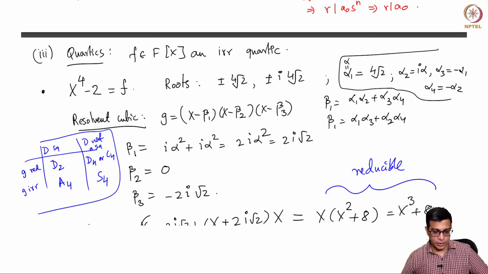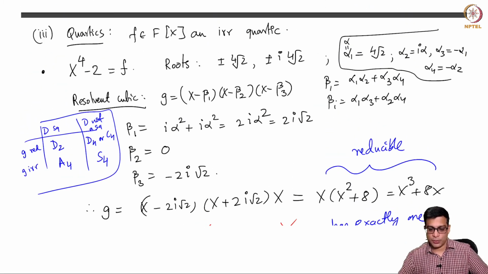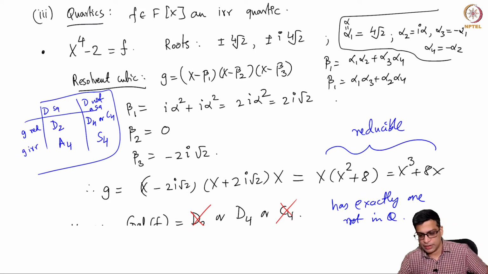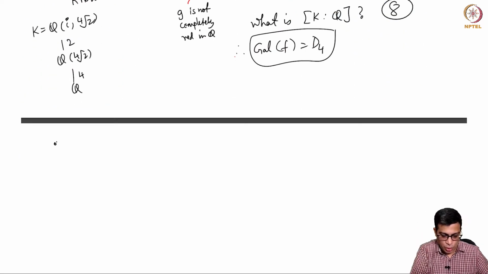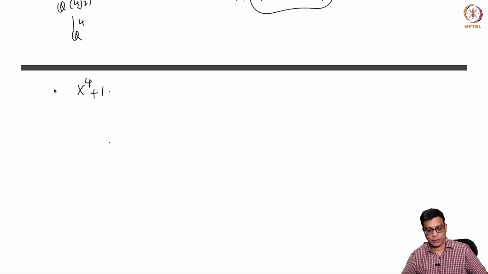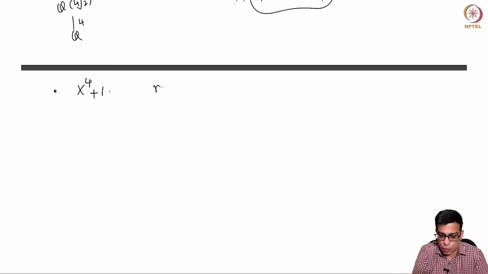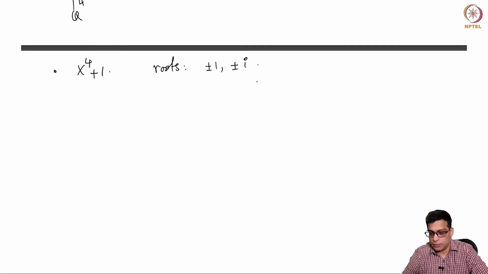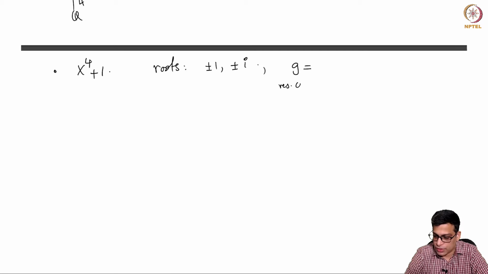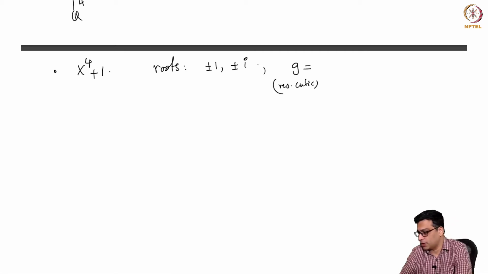Okay, so I hope this is clear. So here it is D4, and this is in fact something that is not new for us. We have considered this. So if you do x⁴ + 1, here the roots are plus minus 1 plus minus i. Okay, so you can actually by hand compute the resolvent cubic. G will always denote the resolvent cubic for me in this situation. Resolvent cubic is actually nothing but x³ - 4x.